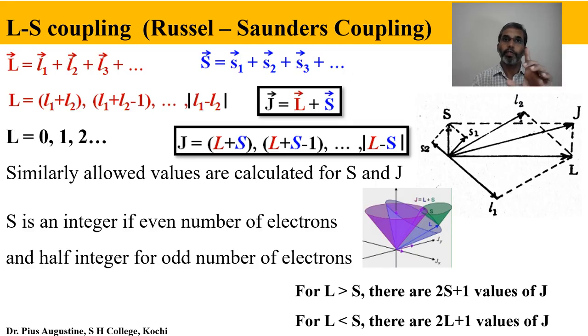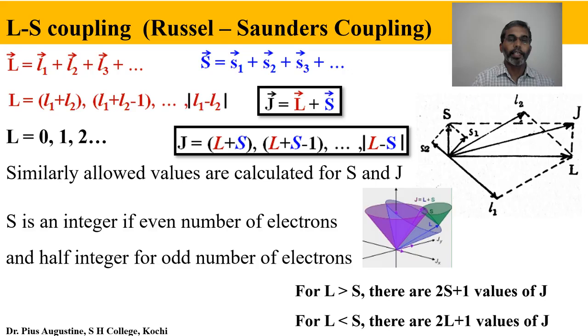The total spin will be the spin of the one electron, that is half. For a two electron system, S will be 1 or 0, depending on whether the spin vectors are parallel or anti-parallel. Correct? For a 3 electron system, S may be 3 by 2 or half. For a 4 electron system, it can be 2, 1, 0. So S is an integer. The total S is an integer if an even number of electrons are there in the system, and an odd multiple of half if the number of electrons is odd. Correct? So if S is an integer, J will also be an integer for an even electron system. For an odd electron system, S will be an odd multiple of half, and therefore J also will be an odd multiple of half. And as a special case, if capital L is equal to 0, then J will have only one value, that is the value of S itself.